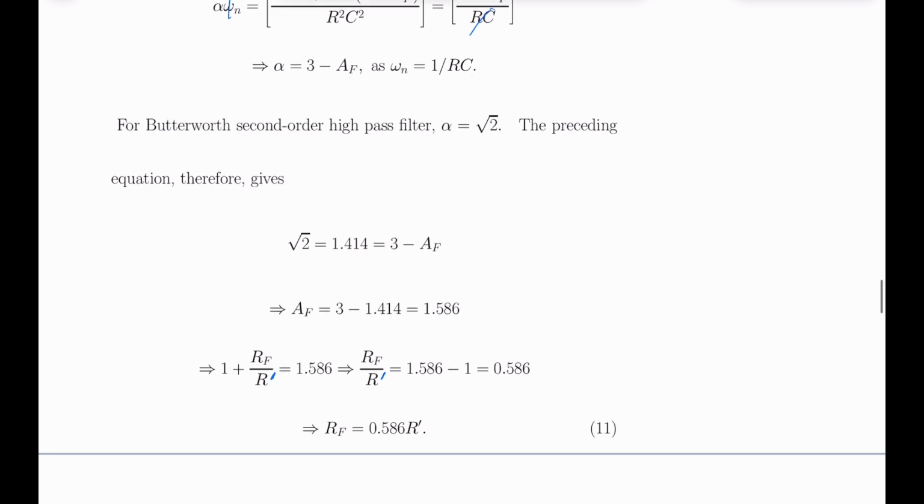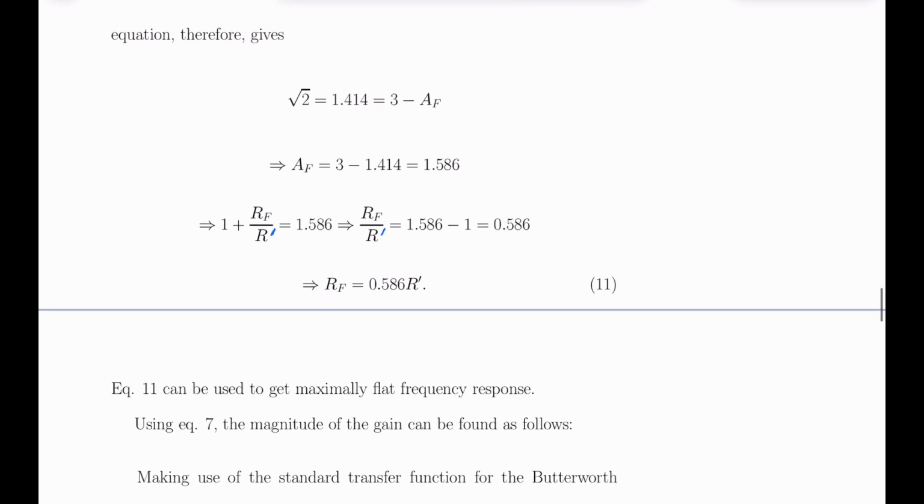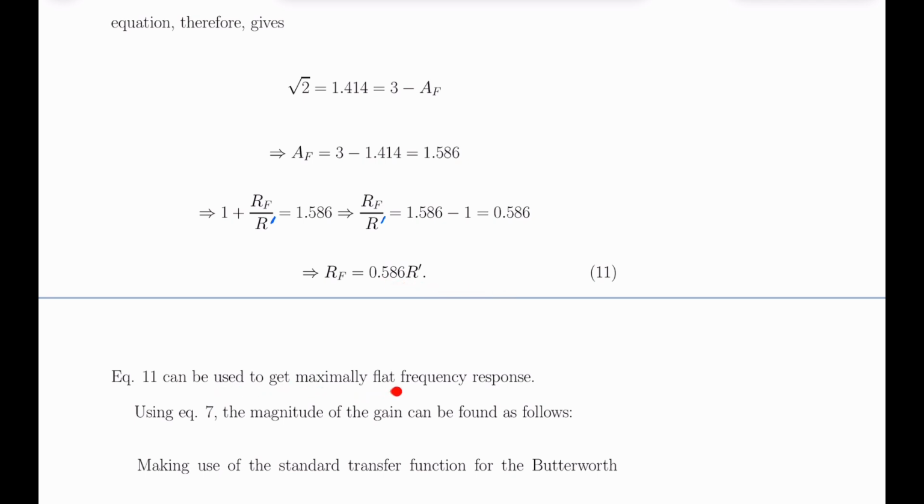So the preceding equation gives you root over 2, alpha is root over 2, is 3 minus AF. So root 2 is 1.414 is 3 minus AF, or AF is equal to 3 minus 1.414. So this is equal to 1.586. Or put the value of AF here, 1 plus RF upon R dash is 1.586. So RF upon R dash is 1.586 minus 1. So this is 0.586. So now we get a relationship between RF and R dash for getting Butterworth's second order high pass filter. So RF is equal to 0.586 R dash. This equation 11 can be used to get maximally flat frequency response of Butterworth's second order high pass filter.